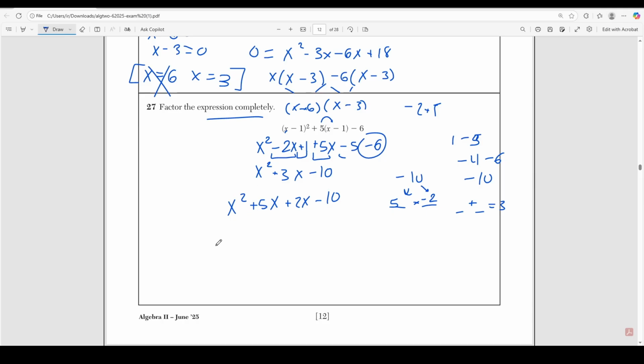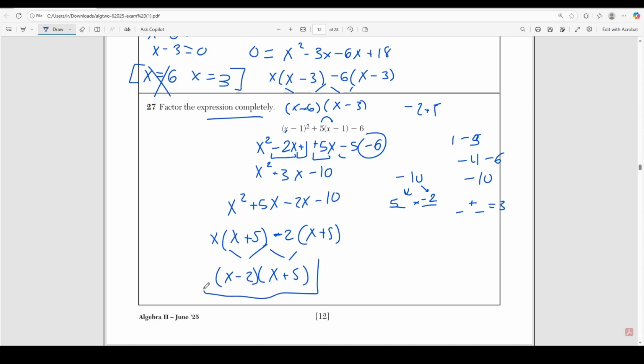So here we can take out x from both of these. We got x plus 5. Here we can take out 2. Sorry, this has to be minus 2x. Sorry, this is minus 2x, not plus 2x. So then here we can factor out minus 2, and we get x plus 5. Remember, you need to have the same term in both parentheses. So now we can combine these into one parenthesis, and we get this expression factored out completely. x minus 2 times x plus 5, okay?